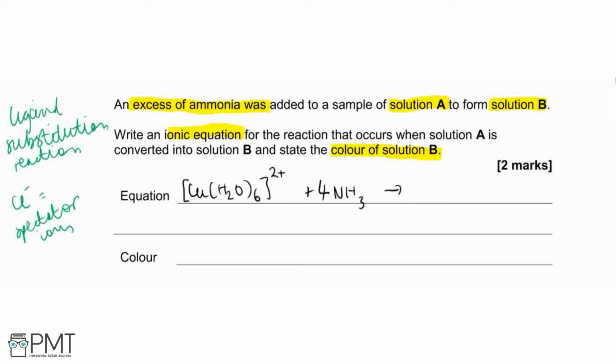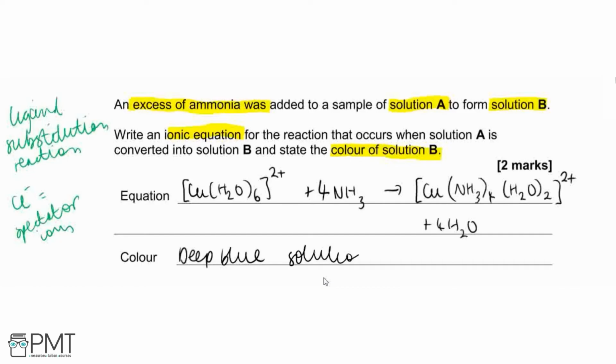So we need 4 ammonias, and then the formula of our new transition metal complex: we've still got our copper 2 plus, and then we've got 4 ammonias, and then we've still got 2 waters in our complex. The ammonia is neutral, the water is neutral, so we've still got a 2 plus charge. Because we substituted out 4 of the waters for 4 ammonias, we've got 4 waters left over. The colour of our new solution is another colour which you need to be able to recall and learn, and that's going to be a deep blue or a dark blue solution.